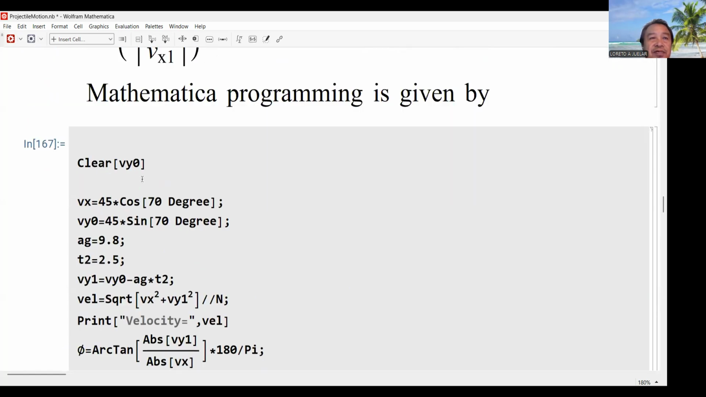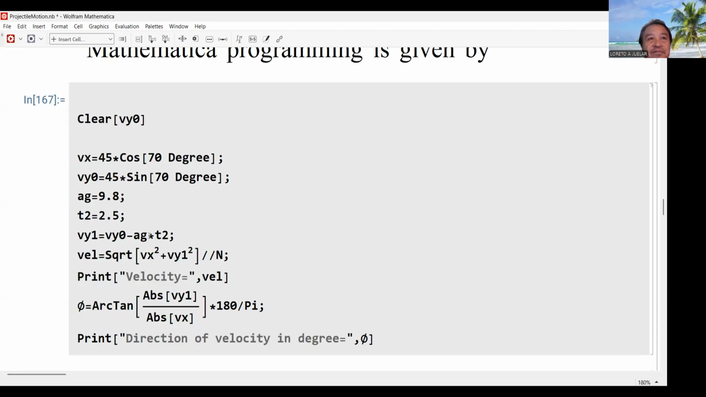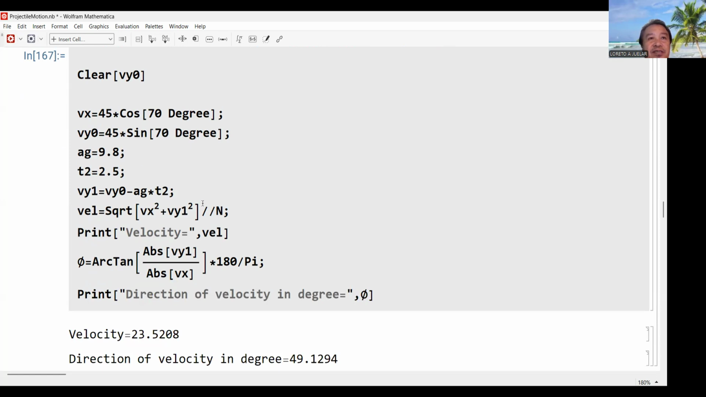let's first clear the Vy sub 0. So we have here the x component of the initial velocity. That's constant because the x component of the initial velocity is equal to the x component of the final velocity. But the y component of the velocity is not constant, no? Because of the effect of the acceleration due to gravity. All right, so this is our mathematical programming.